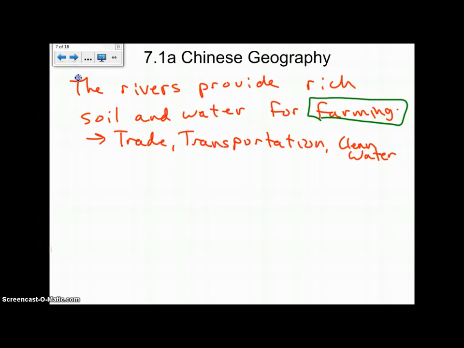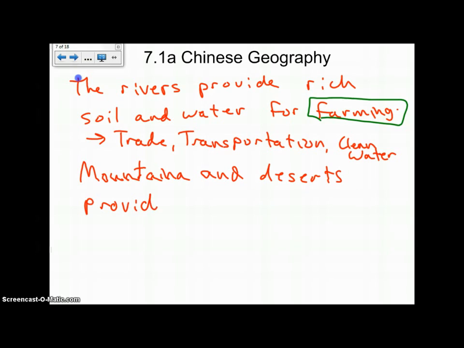Okay, we have mountains, and what other big geographic feature? Good. Mountains and deserts. And what did they provide for them? Protection. Yep. Provided protection. And it isolated China. Kept them kind of by themselves for many years. Okay.